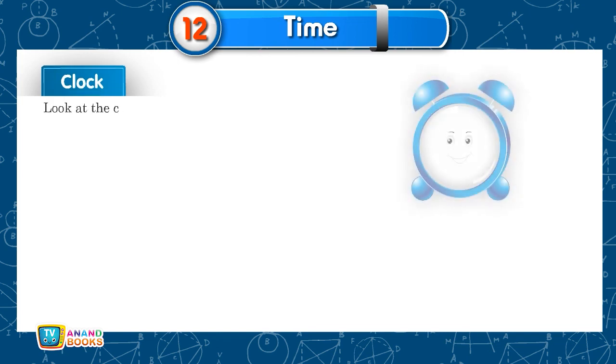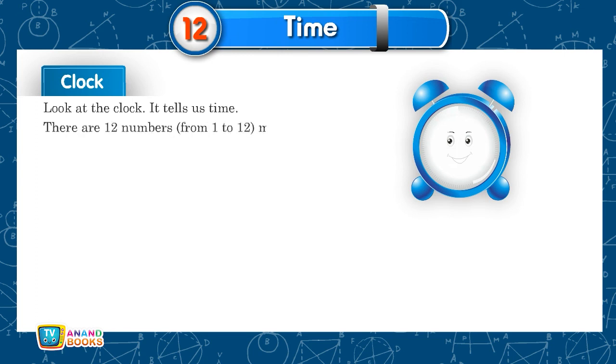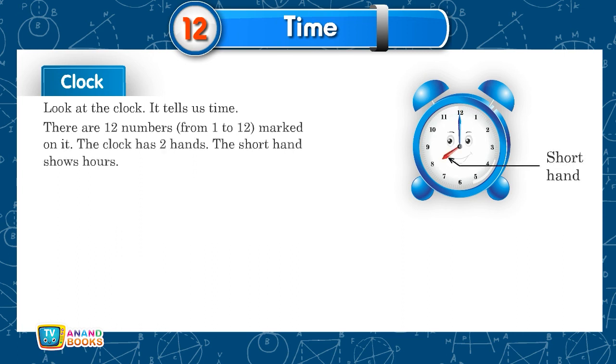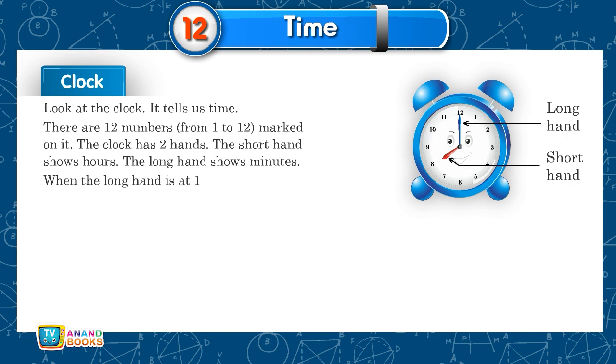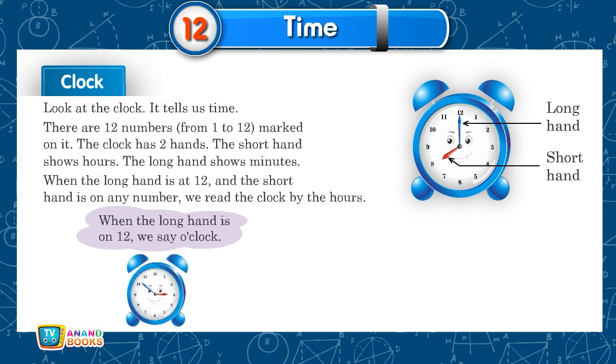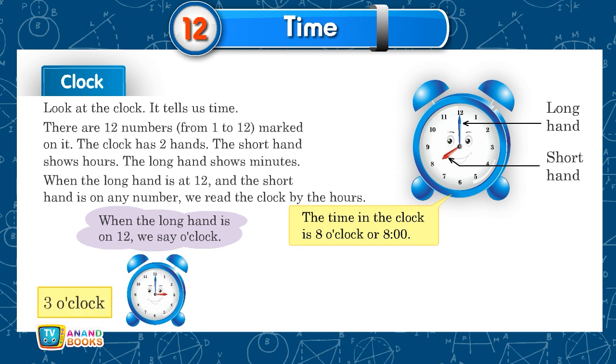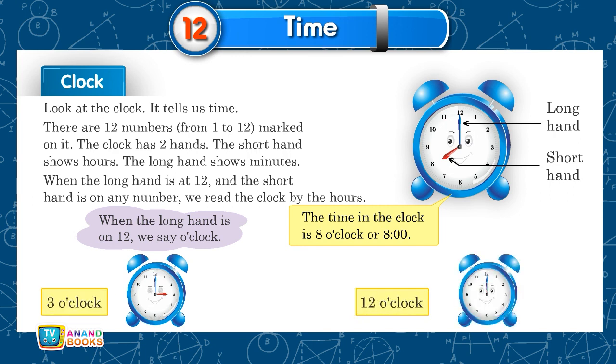Clock. Look at the clock. It tells us time. There are 12 numbers from 1 to 12 marked on it. The clock has two hands. The short hand shows hours. The long hand shows minutes. When the long hand is at 12 and the short hand is on any number, we read the clock by the hours. When the long hand is on 12, we say 12 o'clock. The time in the clock is 8 o'clock or 8:00, 3 o'clock, 12 o'clock.